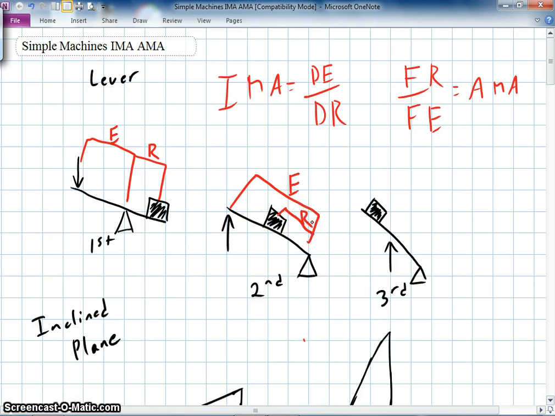Now if you'll notice, on the first class lever the fulcrum can be placed anywhere on this entire line, which means that the effort can be shorter or longer than the resistance. In a second class lever, the effort is always longer than the resistance. And then in the third class lever, the effort is always shorter than the resistance itself. So let's label this out as well. In a first class lever, the IMA can be either greater than, less than, or equal to 1. In a second class lever, it has to be always greater than 1. And then in a third class, it will always be less than 1.